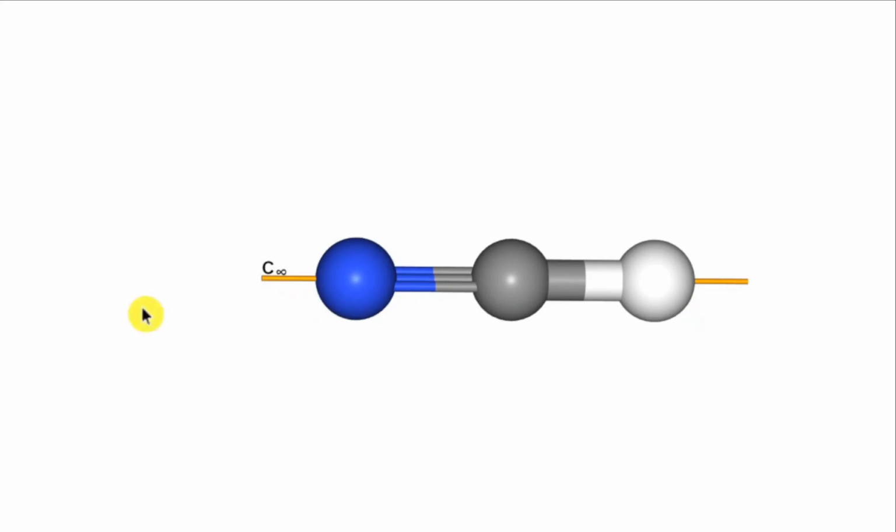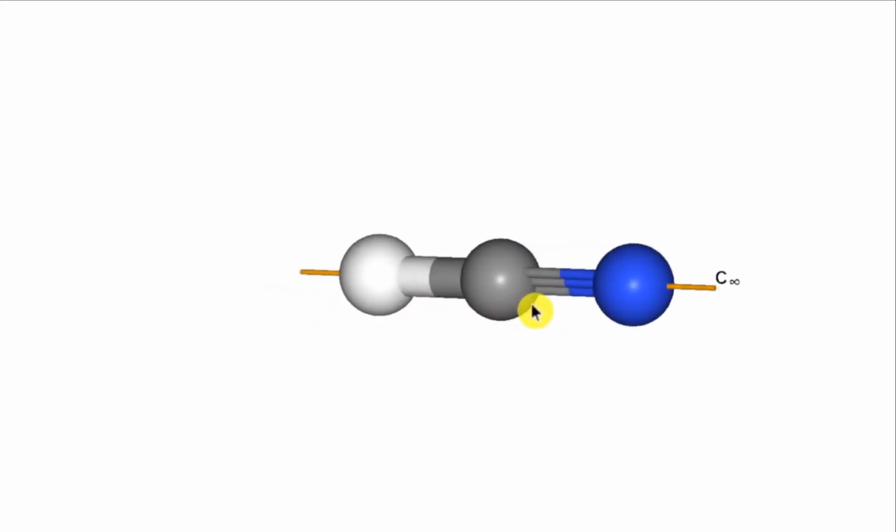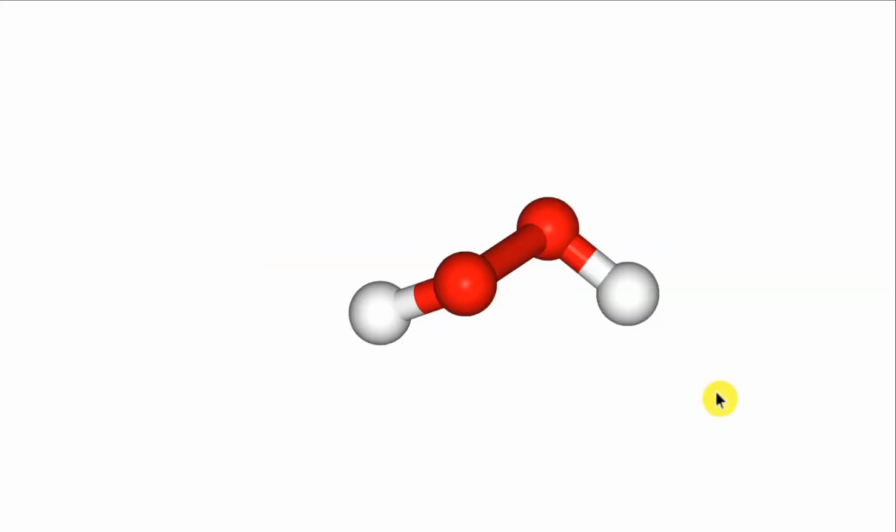Does this molecule have a C2 axis perpendicular to the C infinity axis, as has been seen in the carbon dioxide case? No, because the two atoms other than the carbon atom are different. One is hydrogen and the other is nitrogen. In carbon dioxide, apart from the central atom, the other two atoms were the same. Here it is different. So hydrogen cyanide possesses only one axis. That axis is the C infinity axis, along the bond axis, and it does not possess any other axis of rotation.